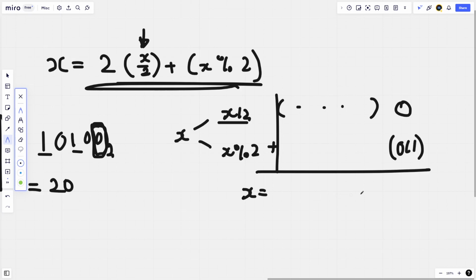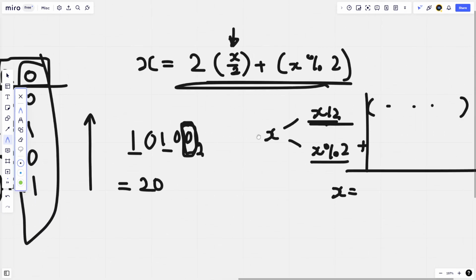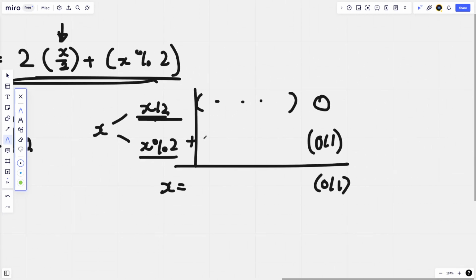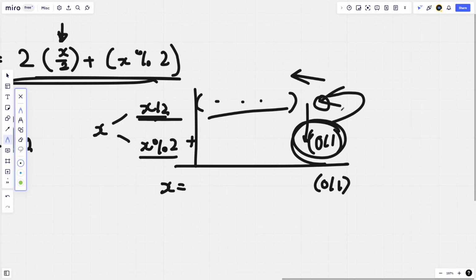So what that means is that when we take it mod 2, we get the last digit, and then we divide it by 2, rounding down, and then we repeat the same operation again, take the binary representation of that, shift it to the left by 1, and then add the 2 together, which is the same thing as saying we take this digit and we tack it on to the end of the binary representation of x over 2.